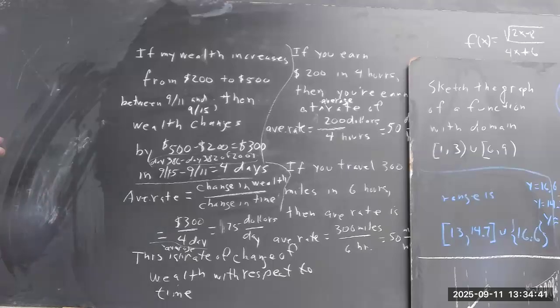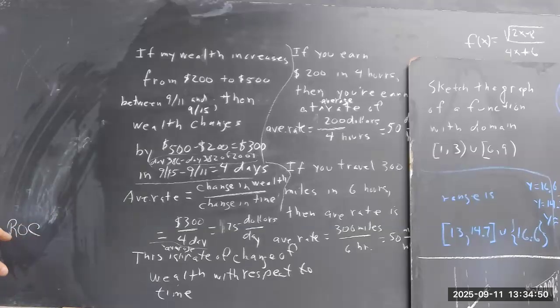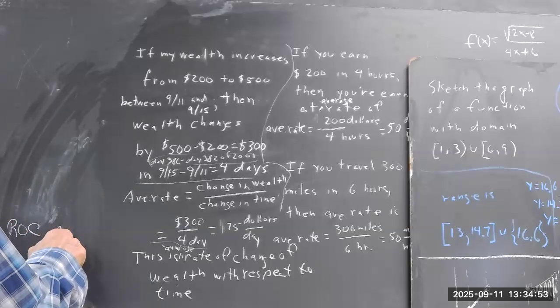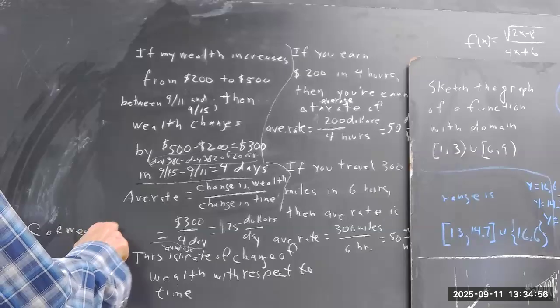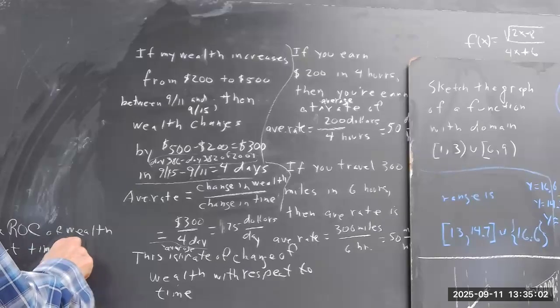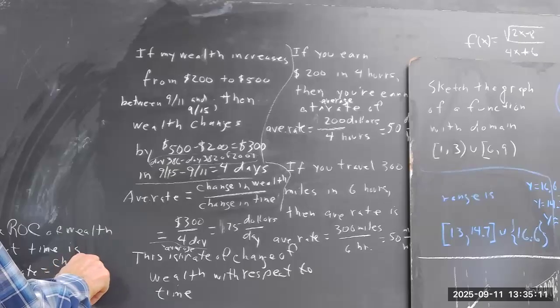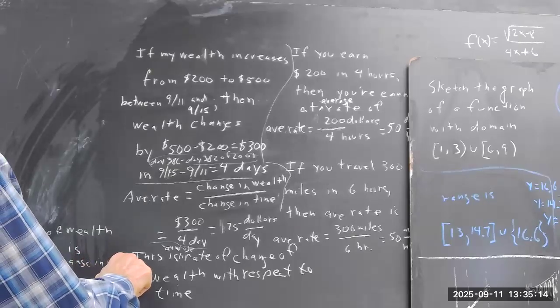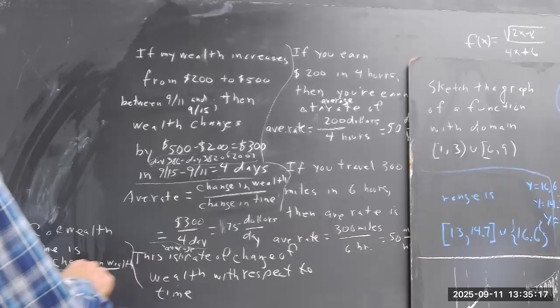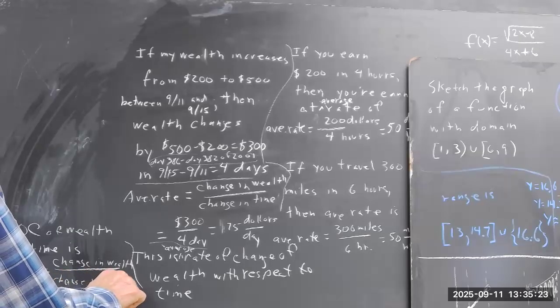Okay. So we can say that it's a fancy way of abbreviating rate of change, ROC, of wealth with respect to time is change in wealth. Give me myself room to write that over change in time.